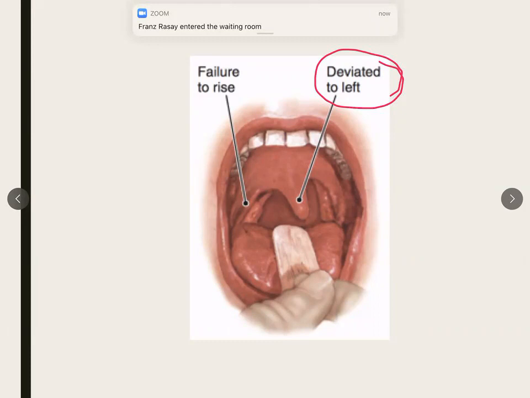Deviation to the left. Where do you think is the lesion? Right or left? Right. Okay, so always remember that. But when we are talking about the tongue, it is pointing out to the lesion. Okay? So always remember that.